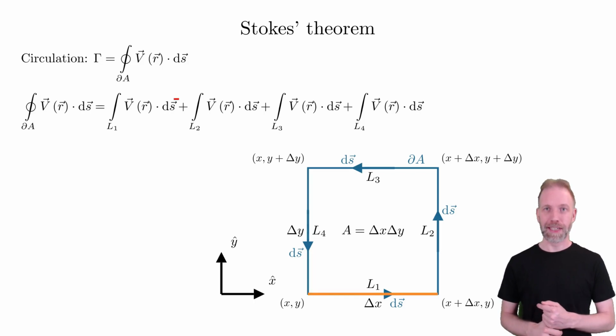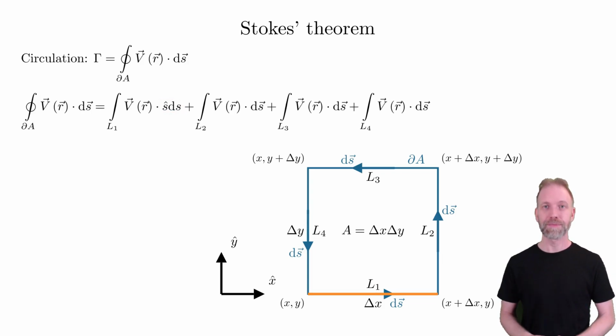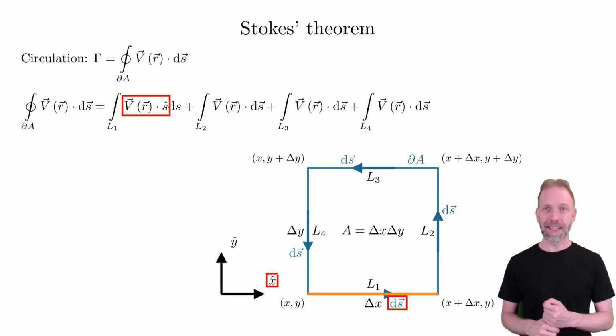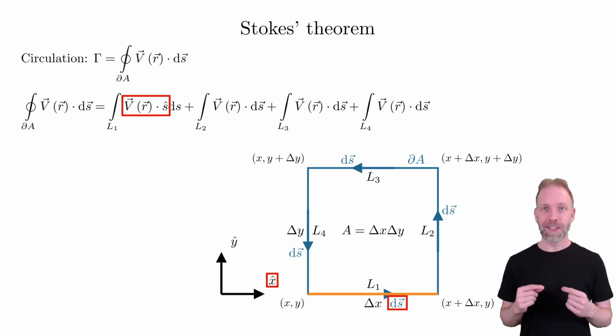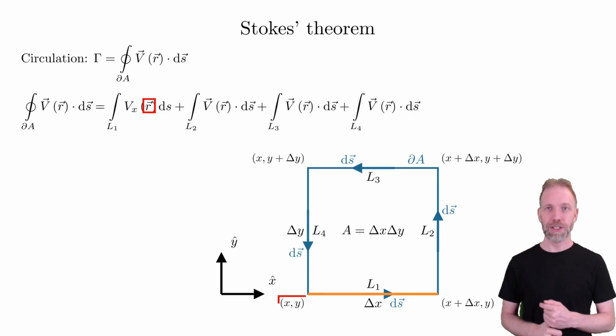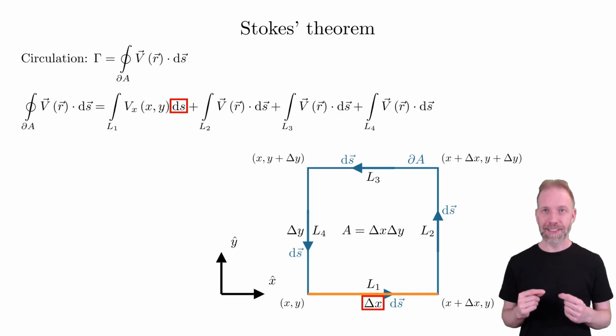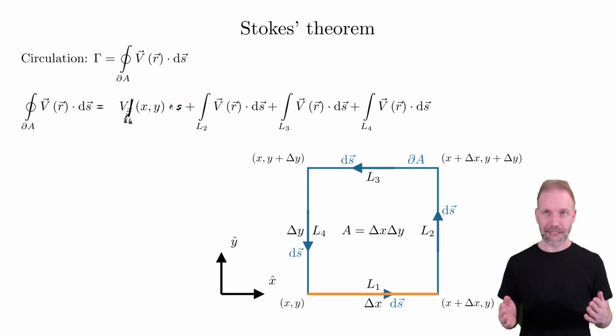Let us start by looking at the first line. We can write the line element as s hat ds. Then we can identify s hat as x hat for the first line, which means that v dot s hat will be the x component of v. The position vector should be any value on the line. Use x and y as it's easiest. We can now assume that Vx is approximately constant and approximate the integral by Vx times the length delta x.